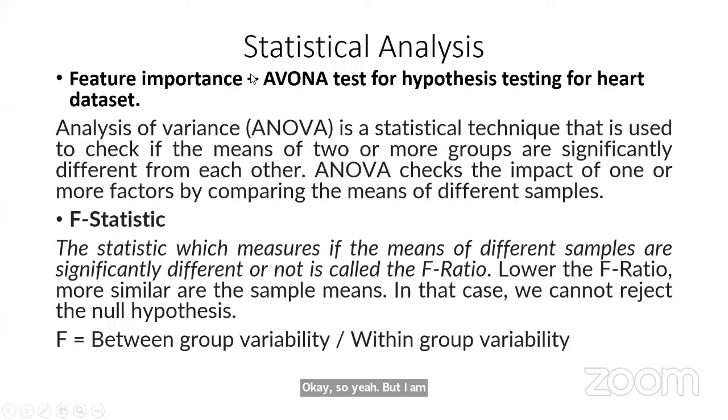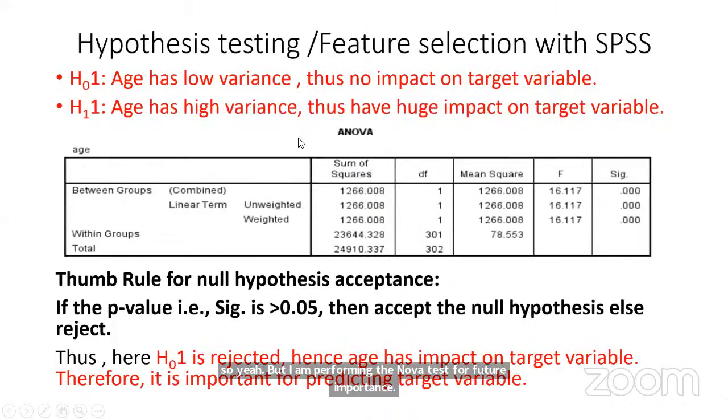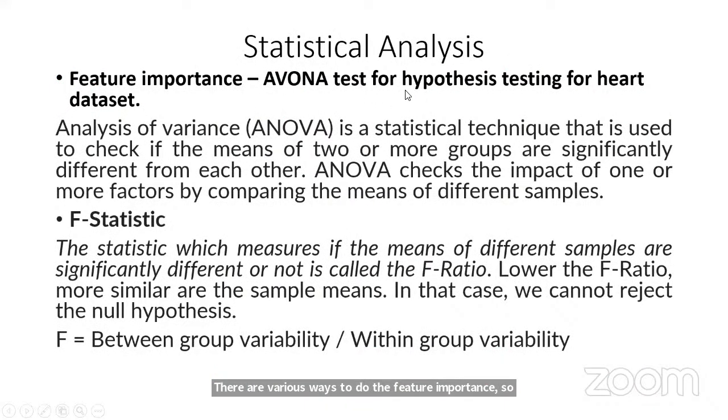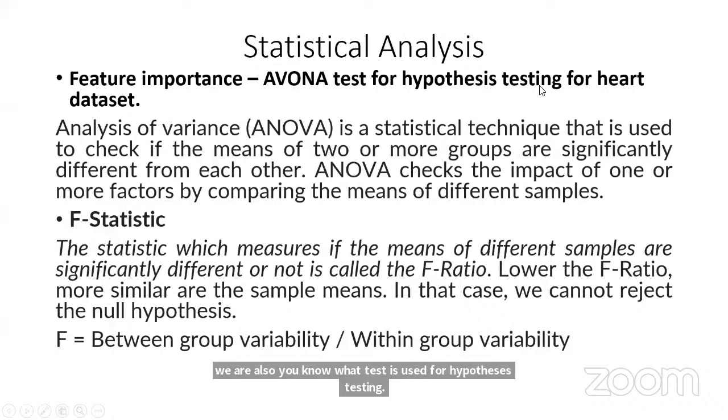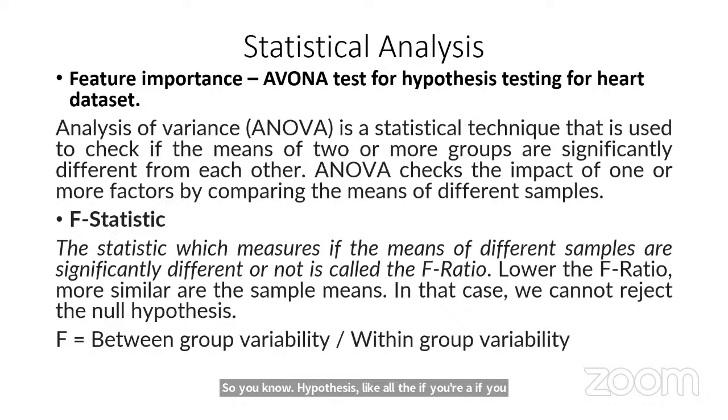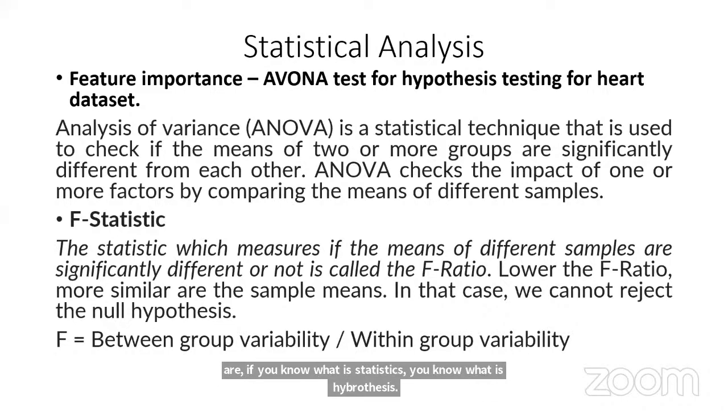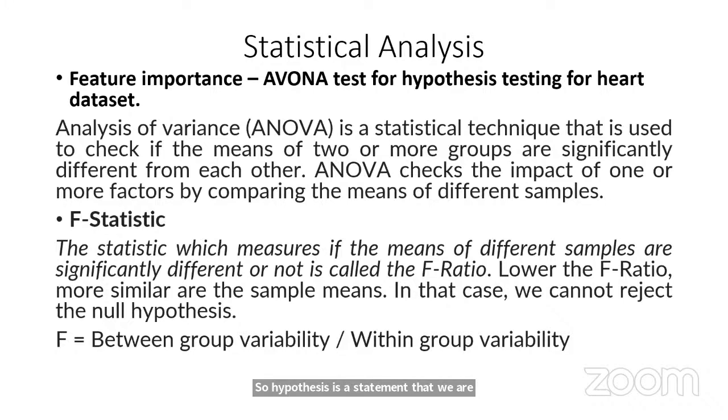There are various ways to do feature importance, and one is the ANOVA test. The ANOVA test is used for hypothesis testing. If you know statistics, you know what a hypothesis is. A hypothesis is a statement that we are making, like saying this particular group is good. I will tell you how we practically do this and what a hypothesis is.